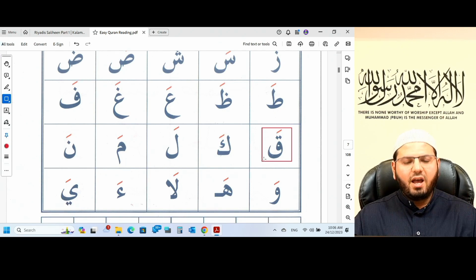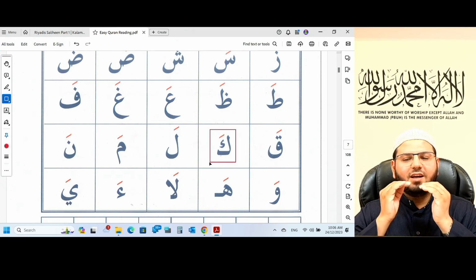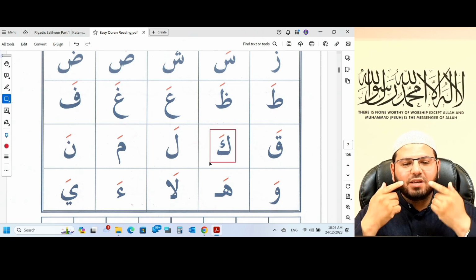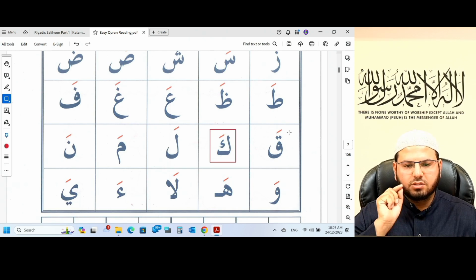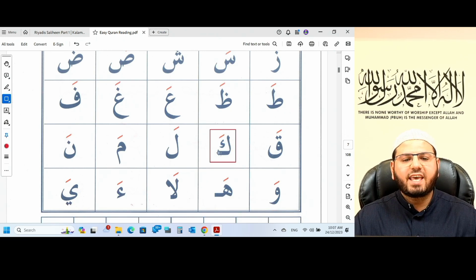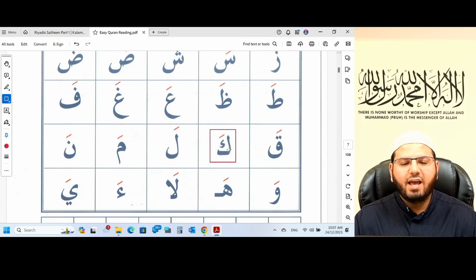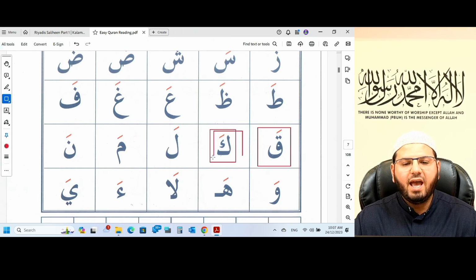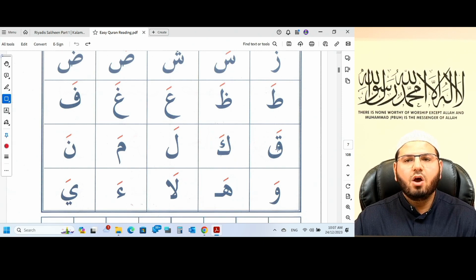You are lucky because the next one is similar, however, light. Ka, ka, and you will make some air outside. But with qa, you will not make any air outside. You close completely. Qa, however, ka, ka. So we have qa and ka. Qa is heavy, ka is light. Qa, ka, qa, ka.